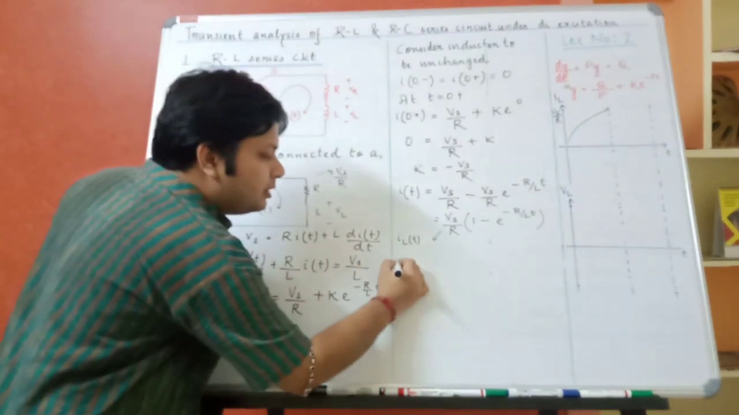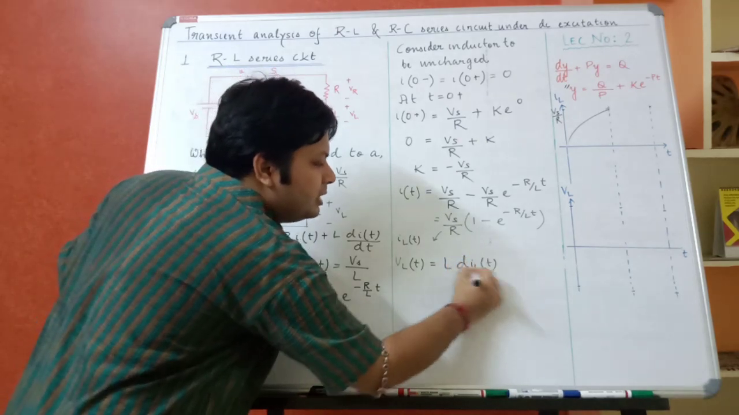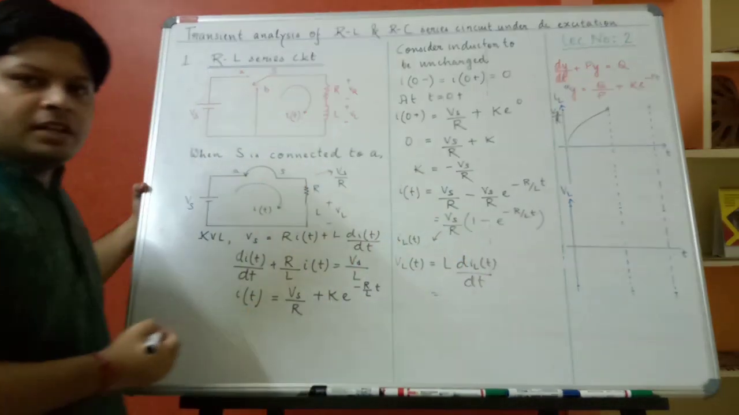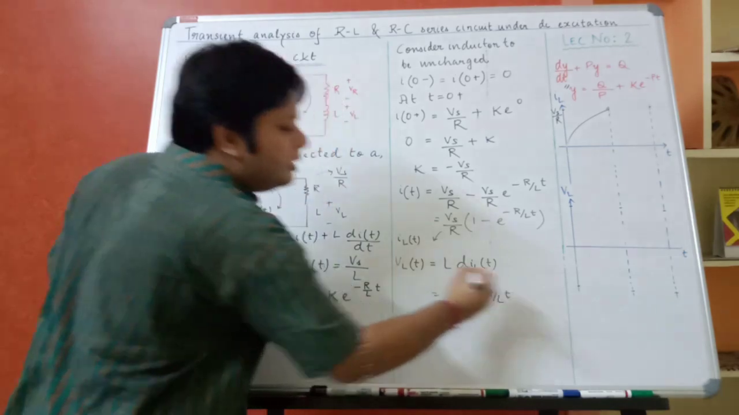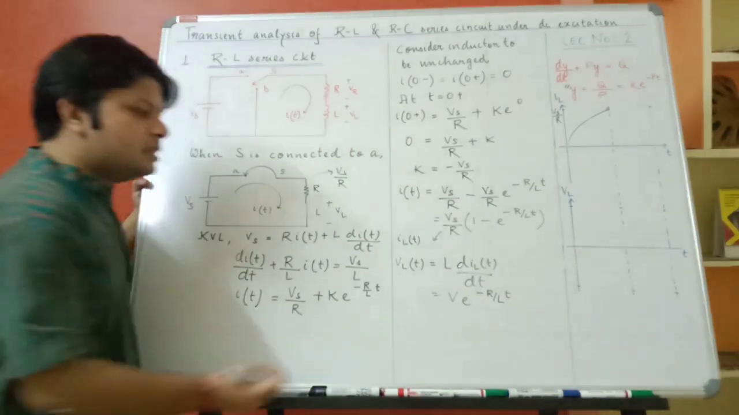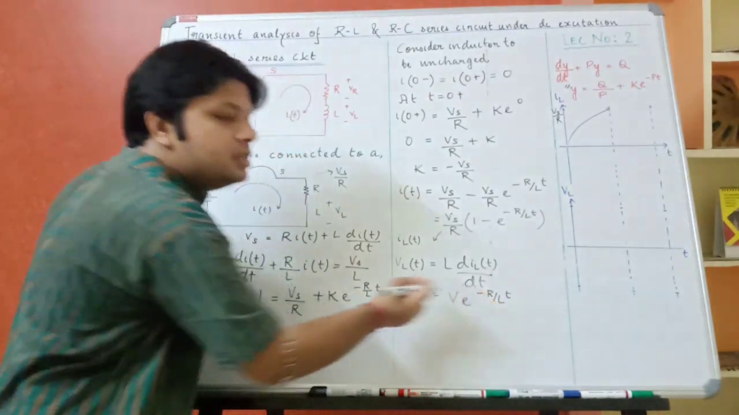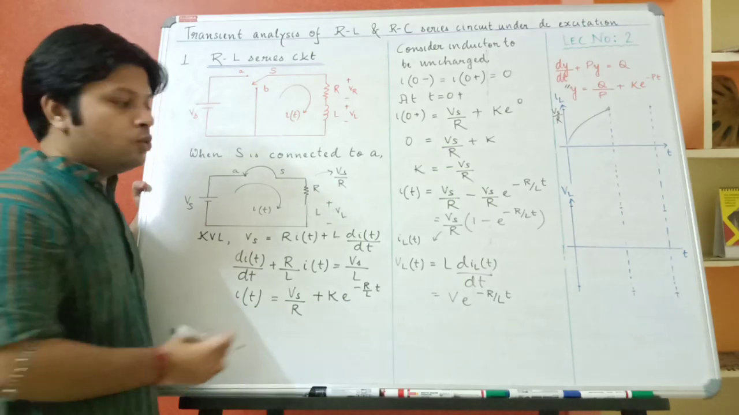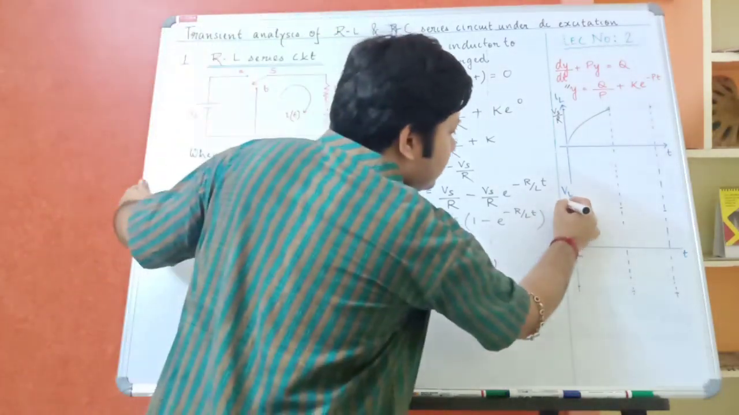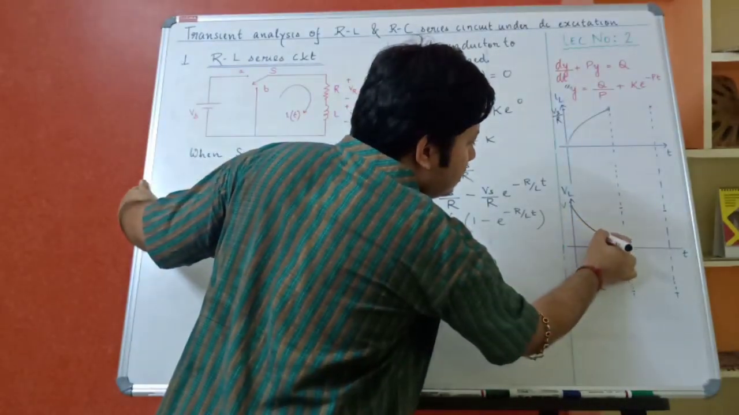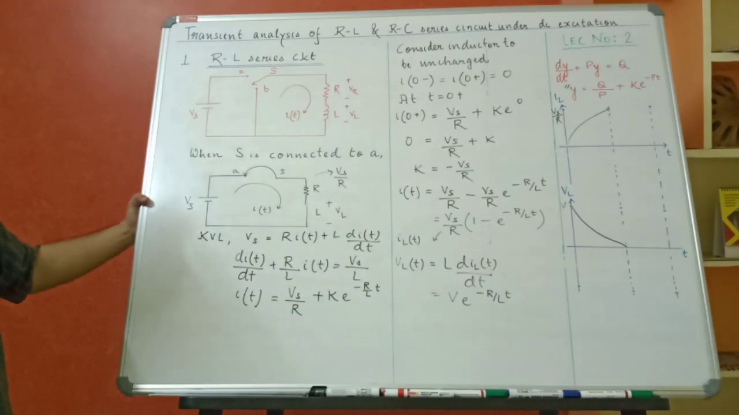Now if you calculate VL(t), so L di_L/dt. I am not doing the differentiation, you can do it on your own. So you will get V e to the power minus R by L t. If you plot this, what is the function over here? Again exponential, but decreasing, because e to the power minus ax. A decreasing function with maximum value how much? V. So it starts from V and decreases to 0, an exponentially decreasing function.